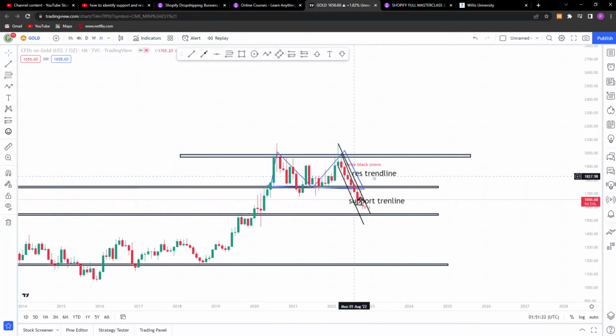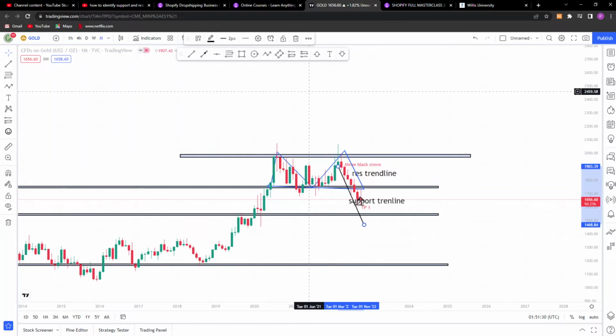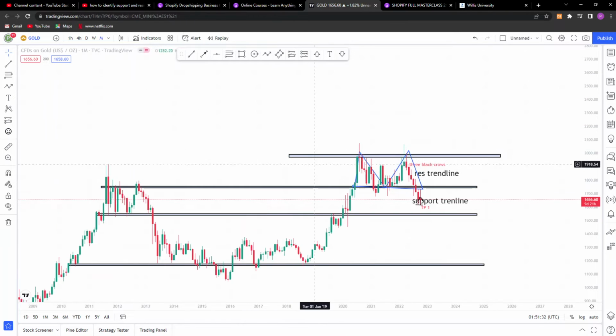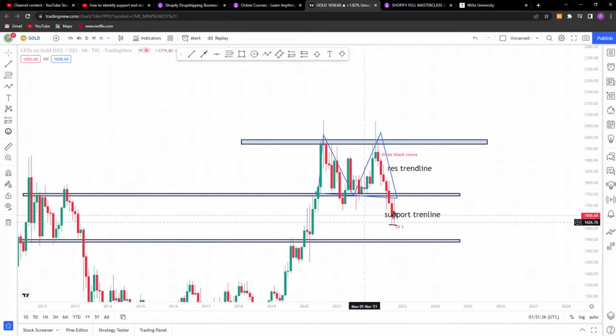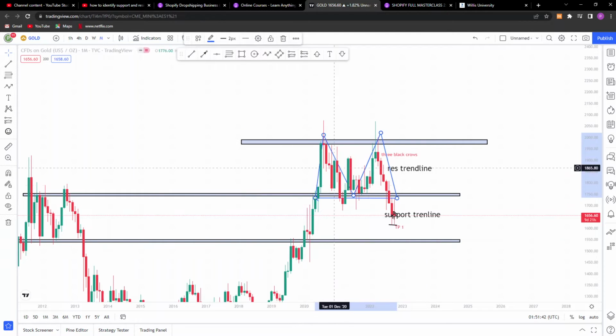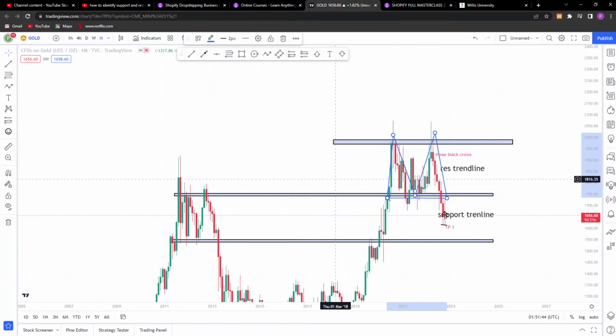Let me just delete this so you get to see a clear picture of what I mean. So these are chart patterns. I'm going to identify all the chart patterns in this video, so sit tight. You can see that, right? An M formation.